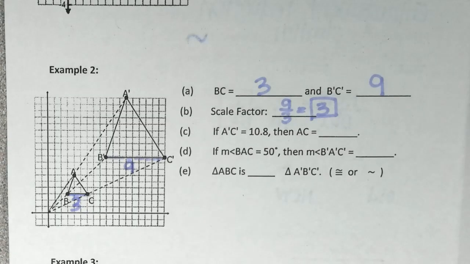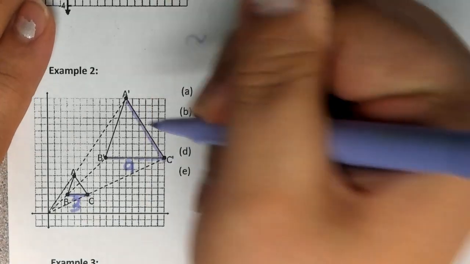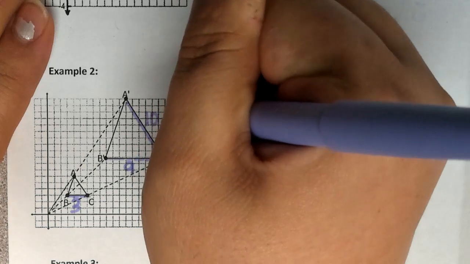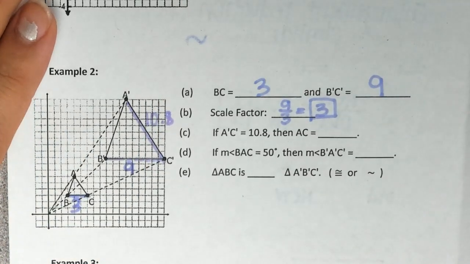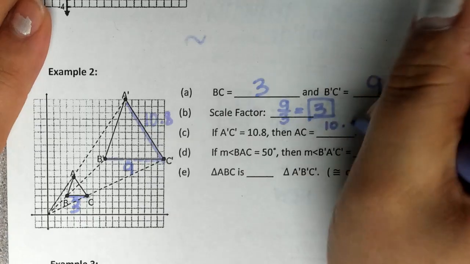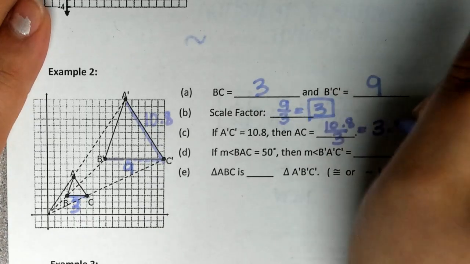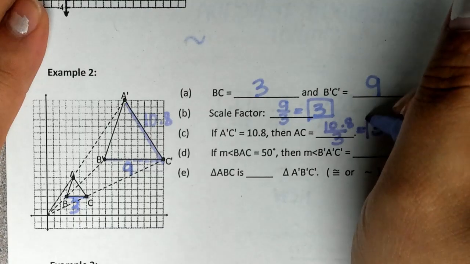Did you get 3 for BC? Did you get 9 for B prime C prime? So what's the scale factor? 3. If I know the scale factor is 3, and I know A prime C prime is 10.8, how do I find AC? What is 10.8 divided by 3? 3.6.